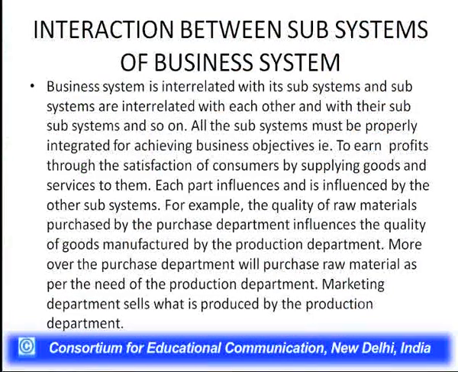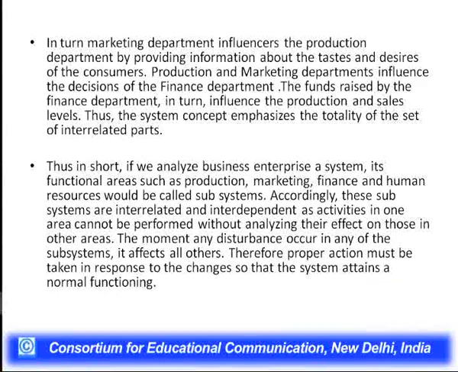Now, each part influences and is influenced by the other subsystems. For example, the quality of raw materials purchased by the purchase department influences the quality of goods manufactured by the production department. Moreover, the purchase department will purchase raw material as per the need of the production department. Moreover, the marketing department will sell whatever is produced by the production department. In turn, the marketing department influences the production department by providing information about the tastes and desires of the consumers. Production and marketing departments influence the decision of the finance department. The funds raised by the finance department in turn influence the production and sales levels.